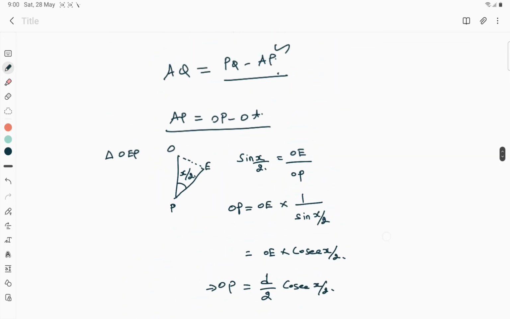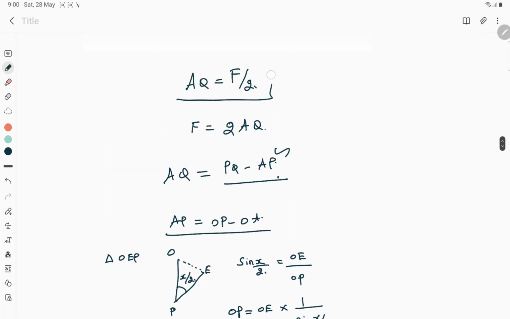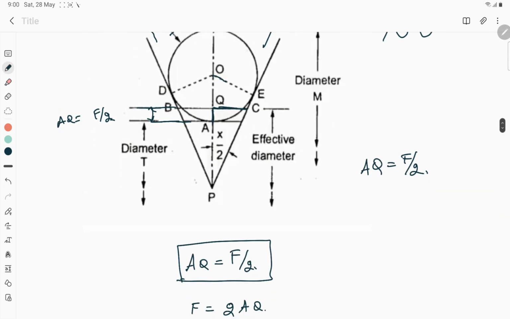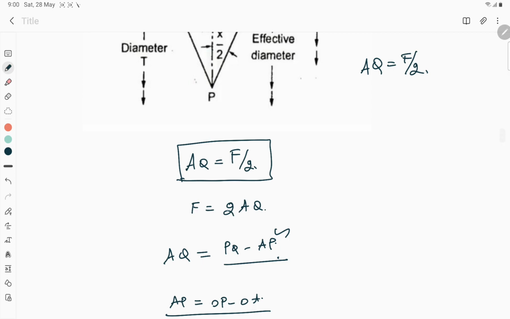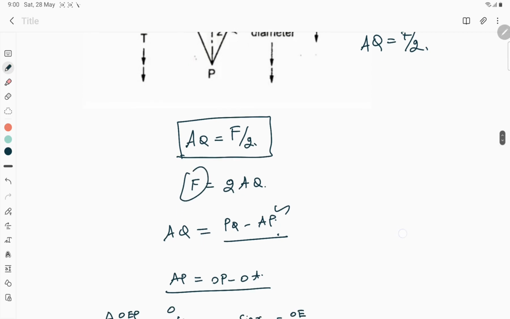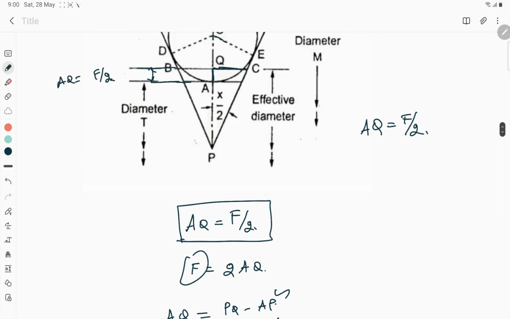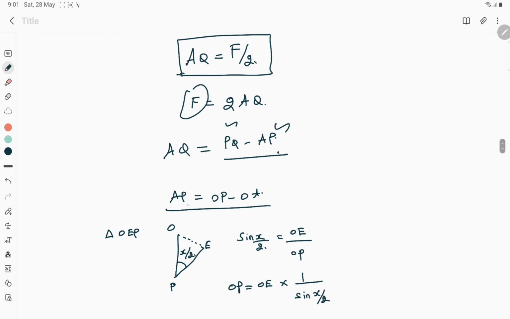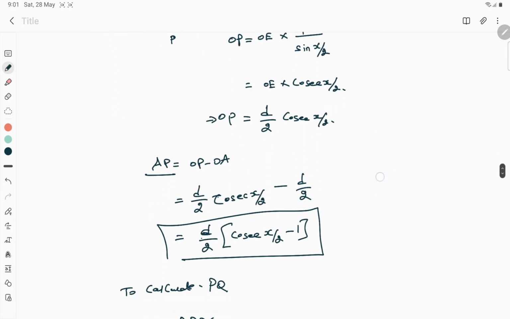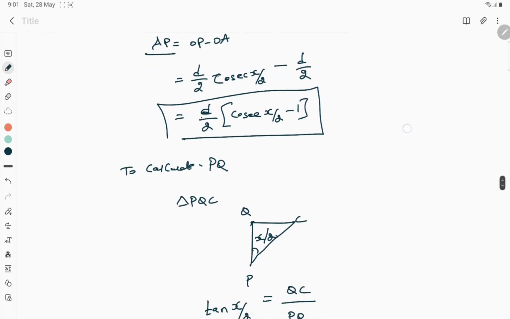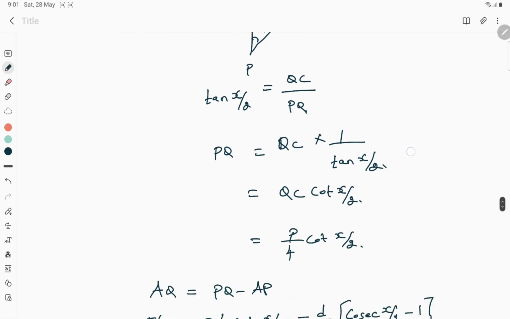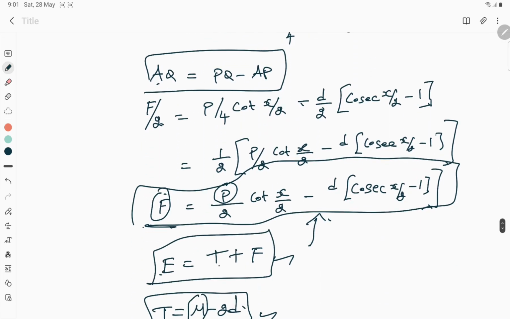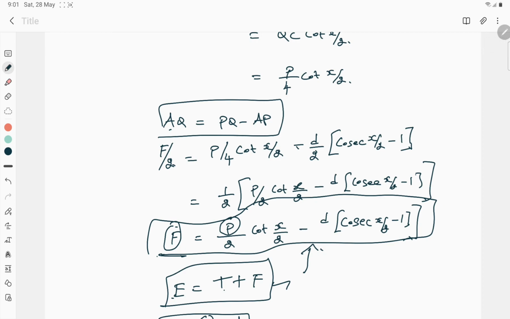The derivation mainly depends upon this simple relation: AQ is equal to F by 2. So 2 times AQ is nothing but F. This is what we are interested to find out from the derivation. From this diagram we can find that AQ is nothing but PQ minus AP. So we are interested to find what PQ and AP are. To find AP, we have taken this relation from the diagram. Then with the help of triangle OEP, we have found out OP. OA we already know is nothing but the radius of the wire. And to calculate PQ, we have taken this triangle, and then finally we have substituted into this equation. So this is how we find the effective diameter using the two-wire method. Thank you.